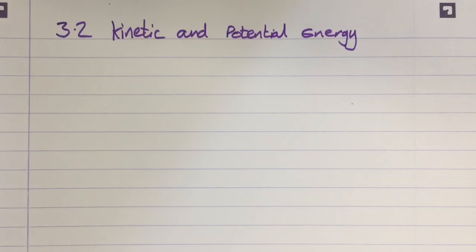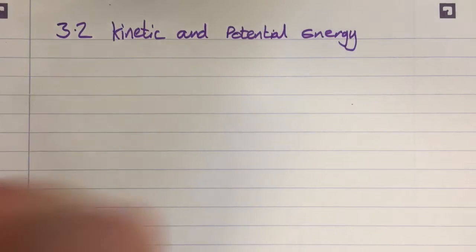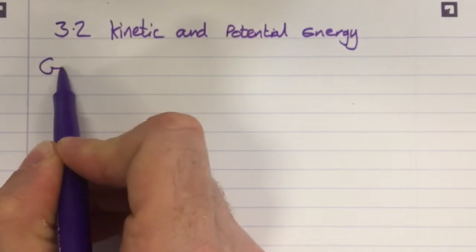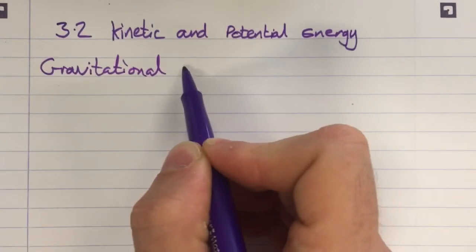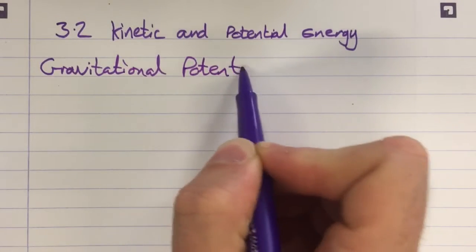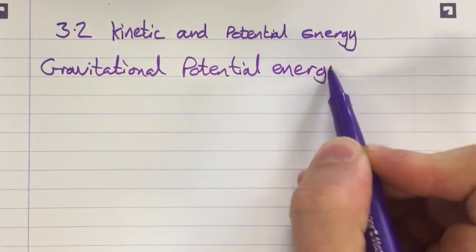So for the next part of this chapter, we're going to look at kinetic and potential energy. In the previous bit, we looked at work done, and how that was the force times the distance moved. Now, some of this that we're going to be looking at is quite closely related to that. In fact, the gravitational potential energy is in effect exactly the same calculation as we looked at in the last chapter.